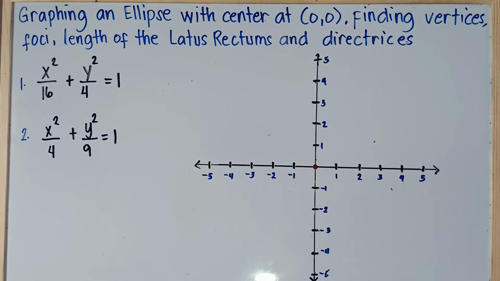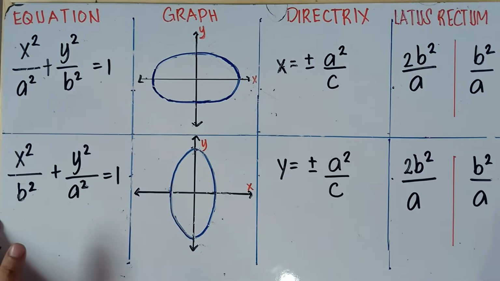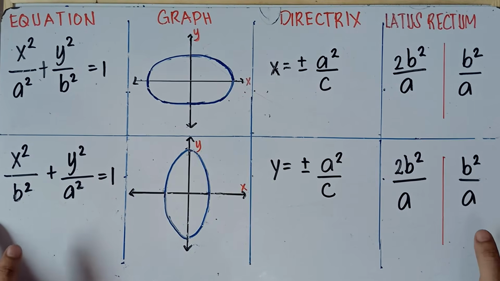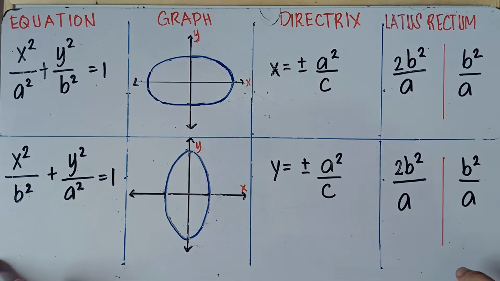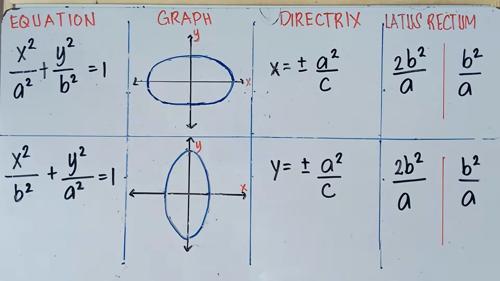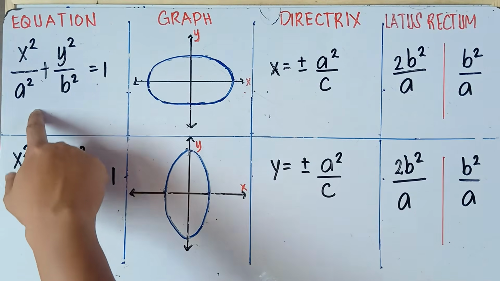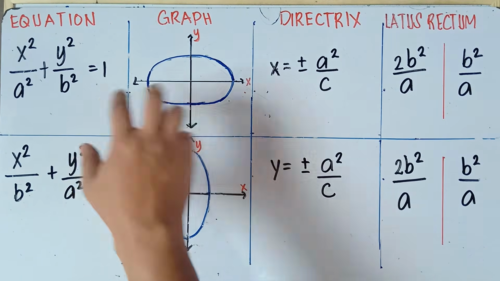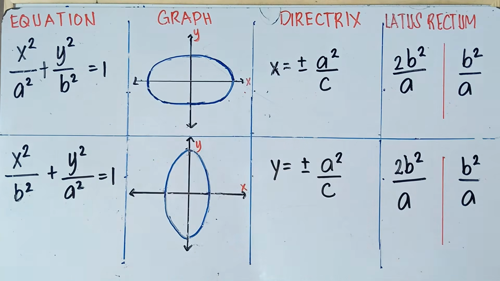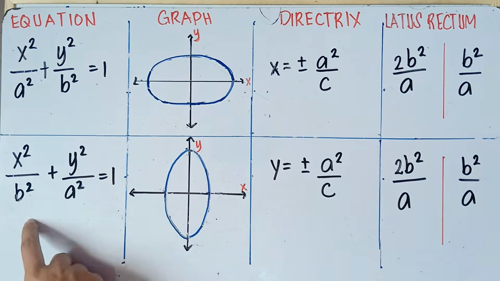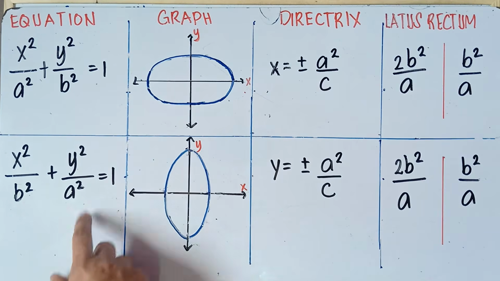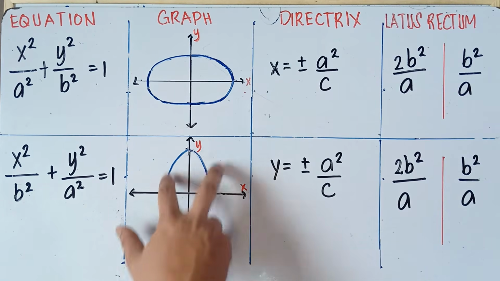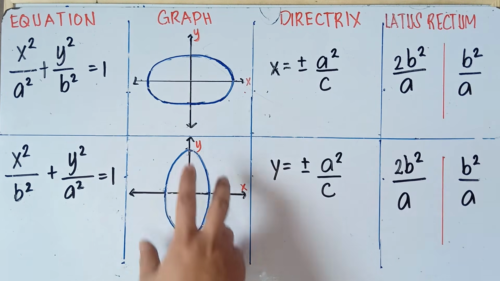Alright, so before we graph example number 1, we need to understand more with regards to the equation of the ellipse. The equation of the ellipse says x squared over a squared plus y squared over b squared equals 1, and this will be your expected graph. Now if you have x squared over b squared plus y squared over a squared equals 1, this will be your expected graph. Now let me just explain this one.